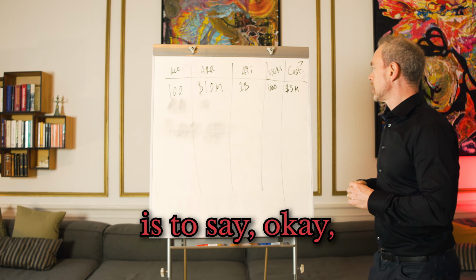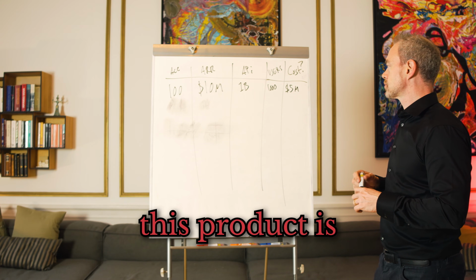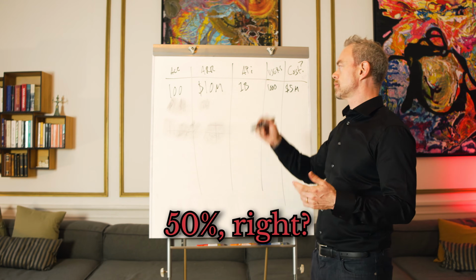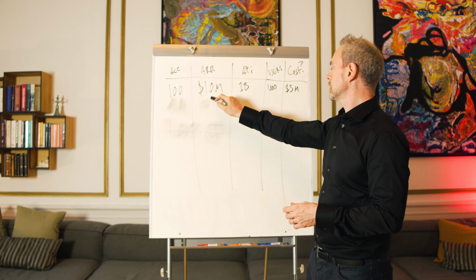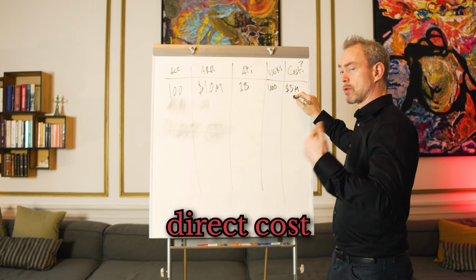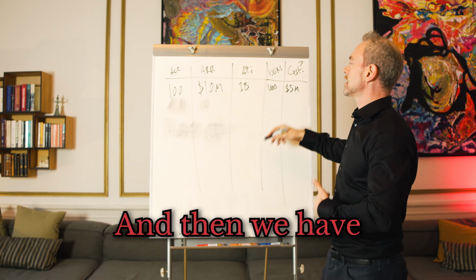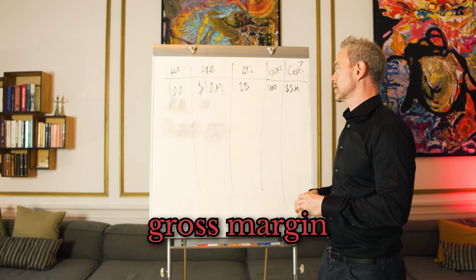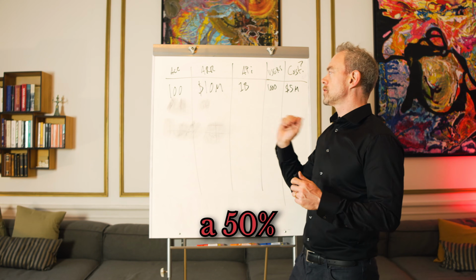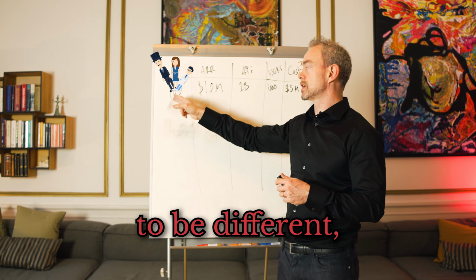Now what you want to do is to say, okay, so the gross margin on this product is 50%, right? So we make 10 million, and then we have 5 million of direct cost to serve. So the cost of goods sold, the cost to serve is 5 million, and then we have a 50% gross margin. Great. Now, do we have a 50% gross margin on all the customers or just some? Because these customers are going to be different, right?